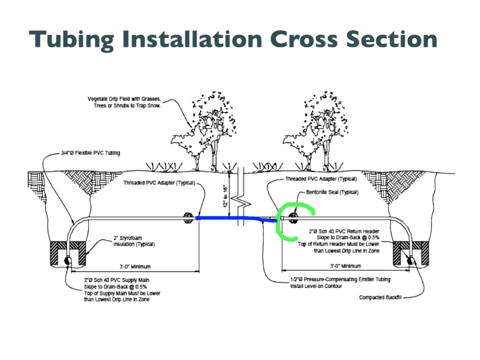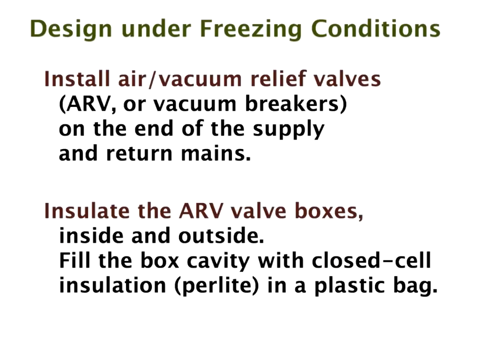We'll come to this again, but you do want your drip field to have grass, vegetation, trees. You want to trap as much snow as possible above the drain field to provide insulation. We've spoken about air vacuum relief valves to sufficient level. We've spoken about insulating them inside and outside, and with the plastic bag.